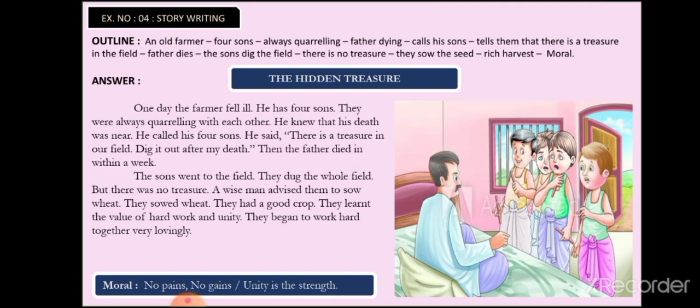The sons went to the field. They dug the whole field, but there was no treasure. A wise man advised them to sow wheat. They sowed wheat. They had a good crop. They learned the value of hard work and unity. They began to work hard together, very lovingly. Moral: no pain, no gain. Unity is strength. So, students, you should write all these stories in your notebook as an assignment.